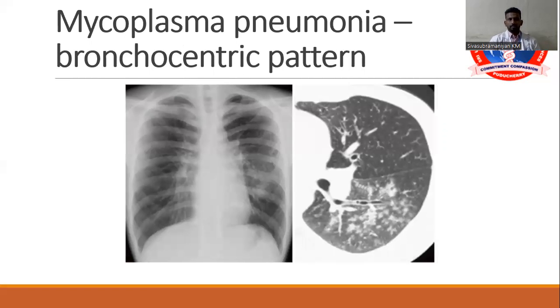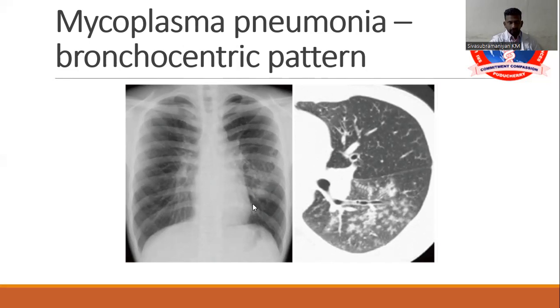And then you have the mycoplasma pneumonia pattern. This is actually a particular pattern, a bronchocentric pattern, which is seen predominantly in atypical pneumonias, but you also see that in opportunistic infection with HIV. So this is a mycoplasma pneumonia pattern, which is called the bronchocentric pattern.